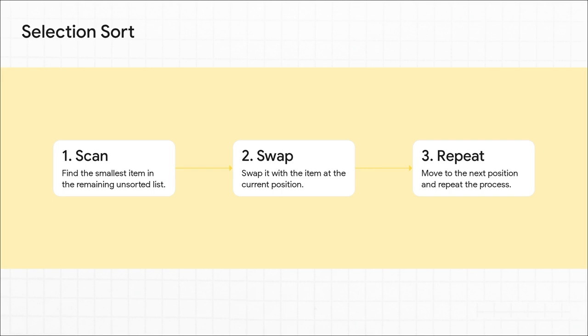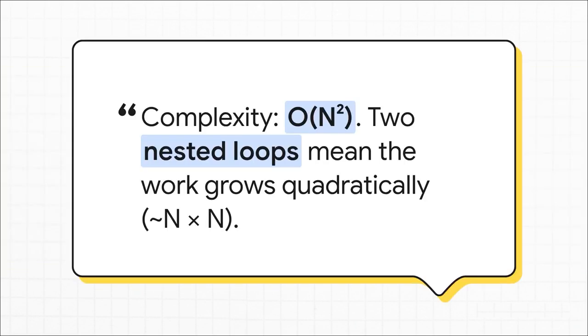You pick it out and you put it in the first position. Then you look through the rest of the cards, find the next smallest, and put it in the second position. You just keep doing that. It's simple, yeah? But think about how many times you have to scan through the cards. So, let's talk complexity. Because you have to go through the list for pretty much every single card you place, you end up with a loop running inside another loop.